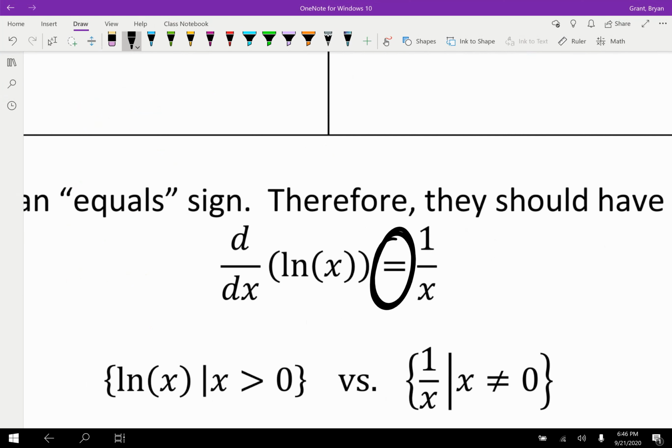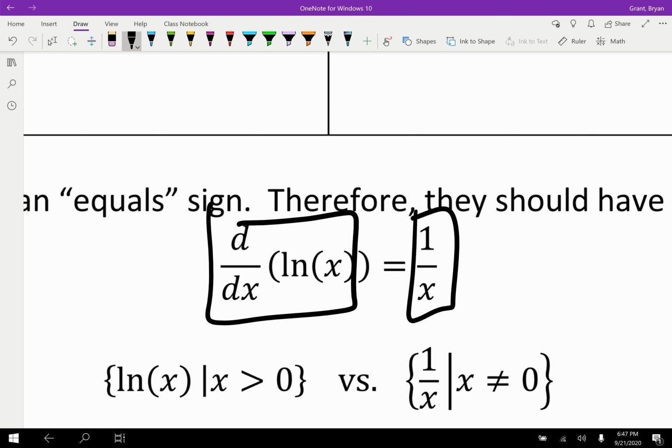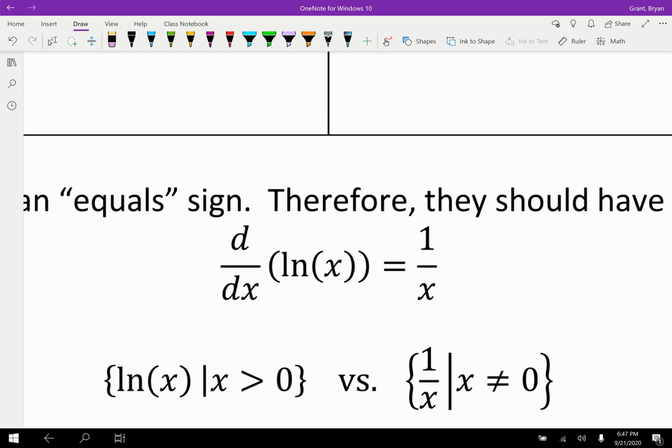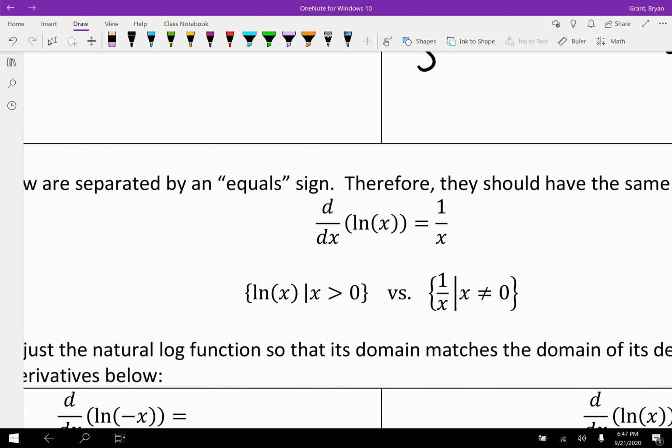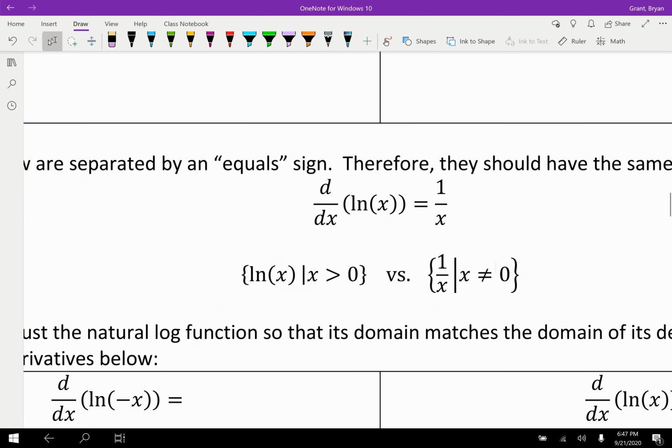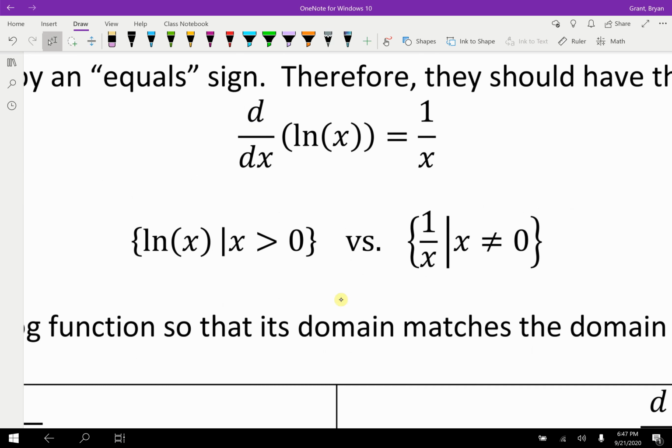We're saying they're equal. We put an equal sign here. And with an equal sign, that means that they should probably have the same domain, right? If we say here's one function, here's the same function, then the values that I plug in for x should work in each function. Well, compare these two. Now, I've written these in set notation. I'm not sure if you're comfortable with set notation, so we can probably take a look here. I've shown the domain of the natural log function and the domain of 1 over x.